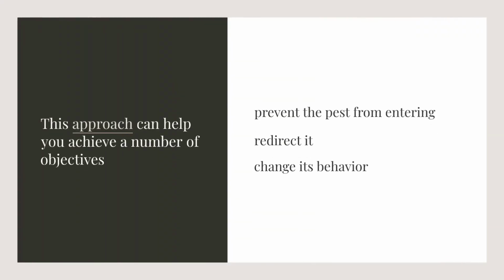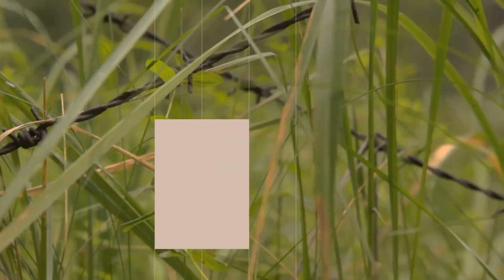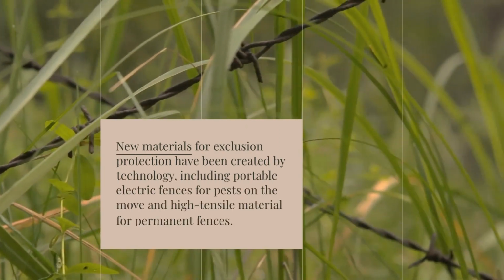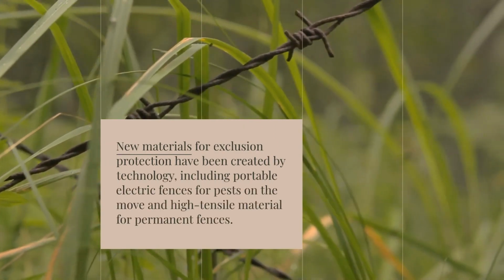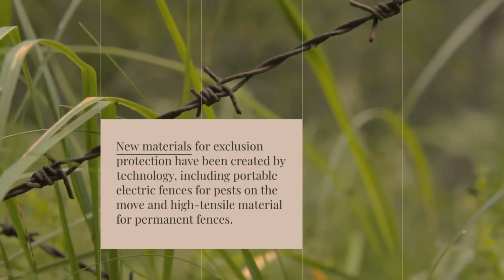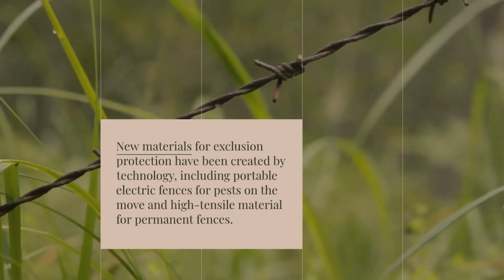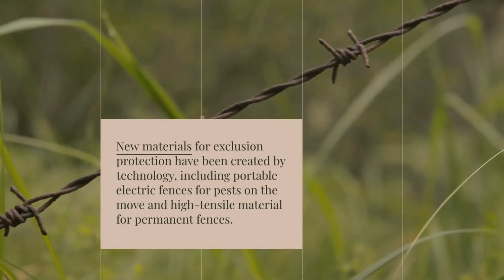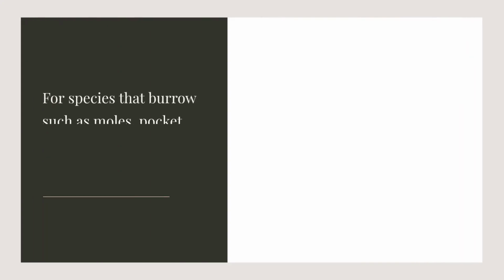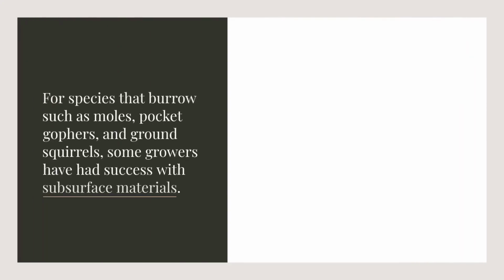This approach can help you achieve a number of objectives, such as prevent the pest from entering, redirect it, and change its behavior. New materials for exclusion protection have been created by technology, including portable electric fences for pests on the move and high-tensile material for permanent fences. For species that burrow such as moles, pocket gophers, and ground squirrels, some growers have had success with subsurface materials.